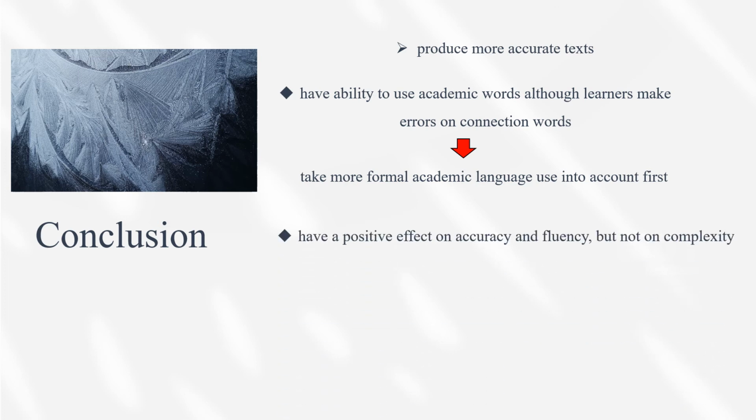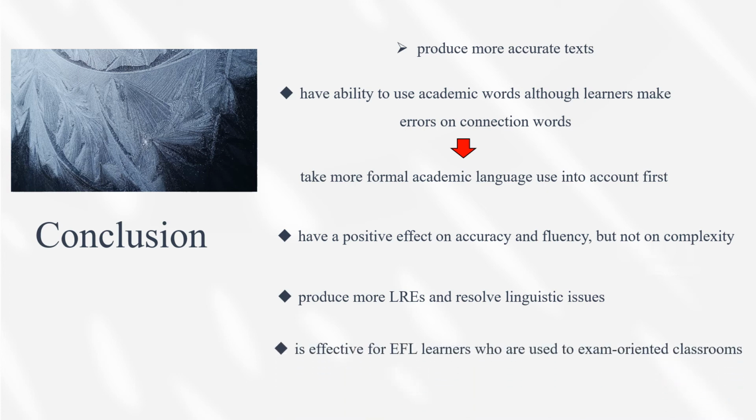Thirdly, collaborative writing has a positive effect on accuracy and fluency, but not on complexity. Besides that, learners who finish writing collaboratively can produce more LREs and resolve some linguistic issues. When completing writing tasks, task distribution is a common method which has different effects on pairs depending on the nature of learners' interactions. Finally, the study shows collaborative writing is effective for EFL learners who are used to exam-oriented classrooms.